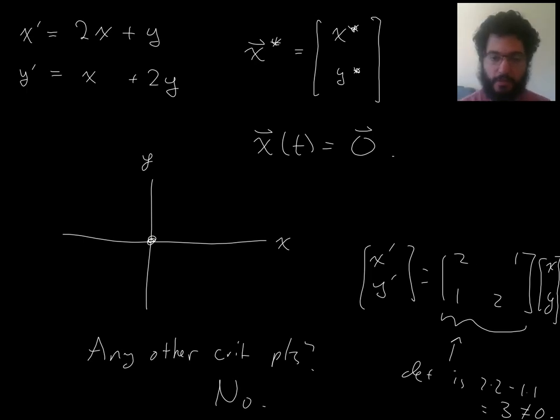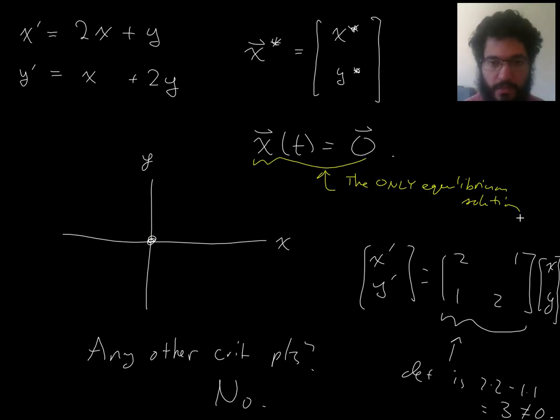If you want to do a lot more algebra, you could try to solve 2x plus y equals 0 and x plus 2y equals 0, and then see if you get any solutions other than 0, 0, but you won't. And the determinant, being non-zero, tells us immediately that you won't. So then x of t equals 0 is the only equilibrium solution. Any solution starting anywhere else other than the origin is going to move somewhere.